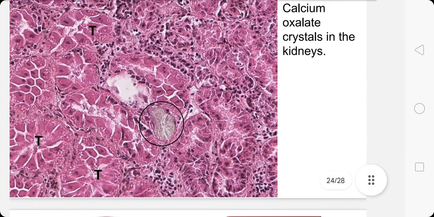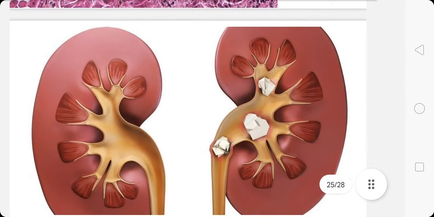If calcium and oxalate ions are getting to the blood, then calcium oxalate crystals can be formed in the kidney. These crystals are very small, but they produce inflammation, and the kidney eventually stops working. This is a big problem in old age. Another problem is the formation of kidney stones.